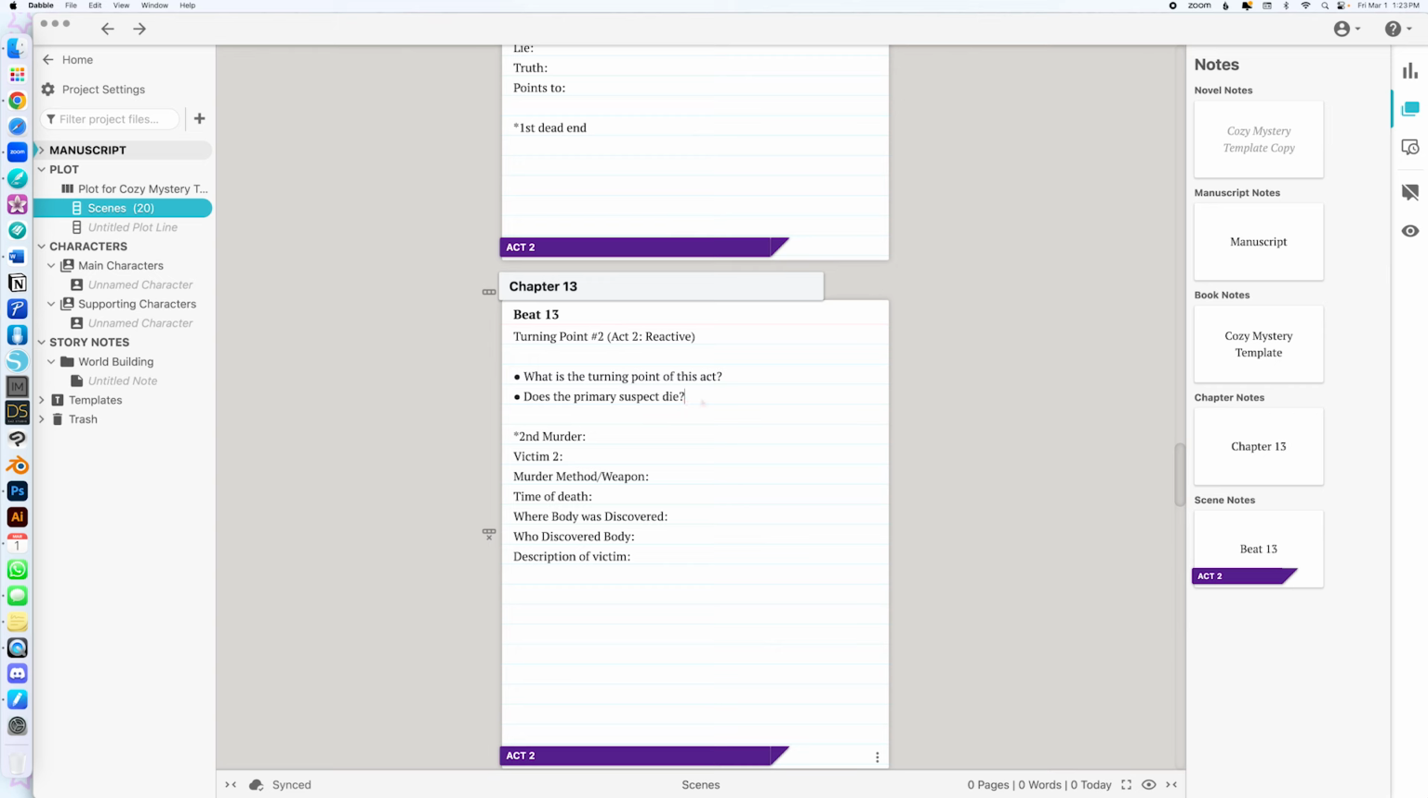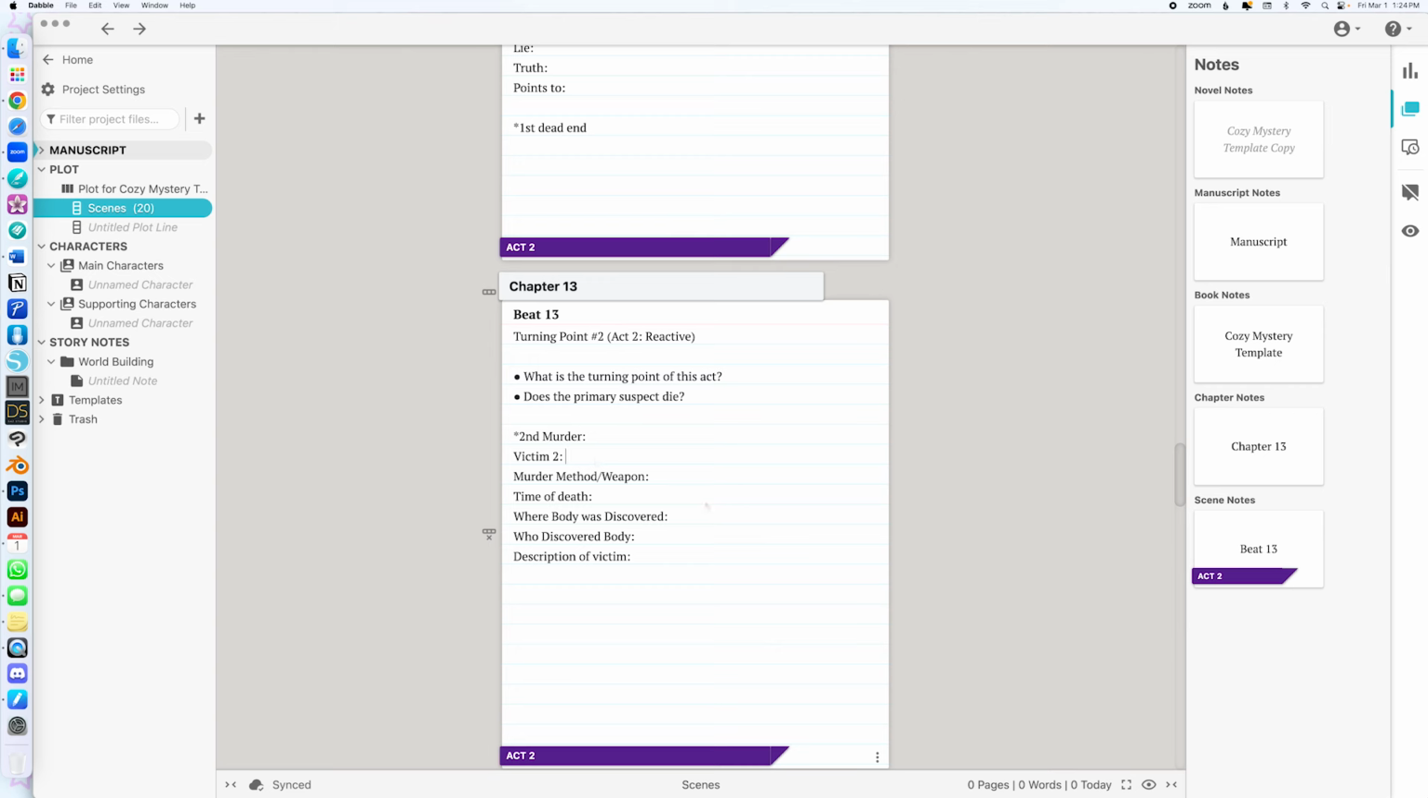Does the primary suspect die? So for here, this is where the red herring comes in. You're going to have a primary suspect, your red herring usually, and a lot of times that is where the second murder will happen. Either that suspect will die, or there'll be another murder that will clear them and make it impossible for them to be the murderer of both.